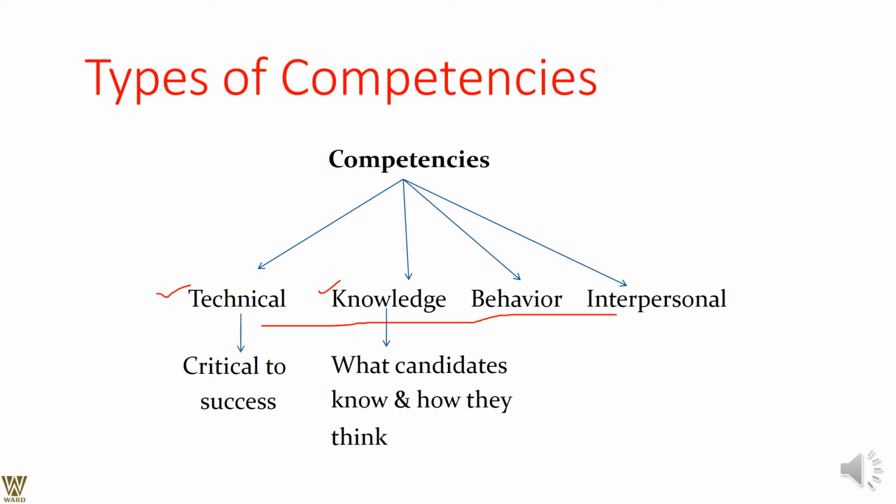Then comes the knowledge, which is basically what the candidate knows and how they think. It's the out of the box concept that comes in handy. It is not sticking to the rules, and at times sticking only to the rules. It is the knowledge that embodies the person altogether. Next is behavior. You know, certain people have a charming way of interacting with people, and that is what behavior is all about.